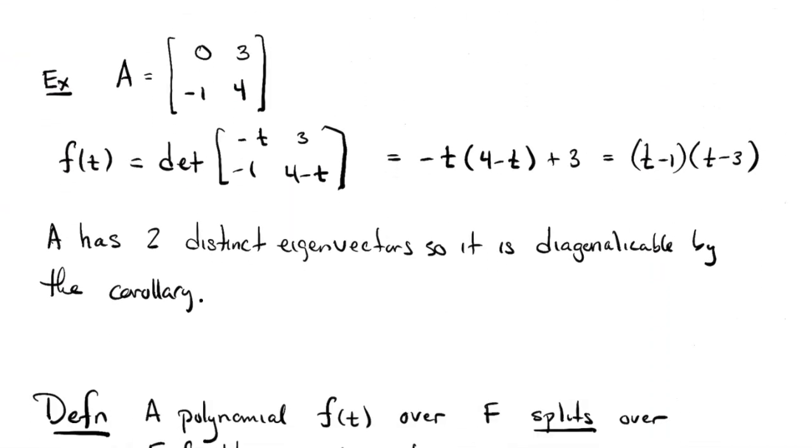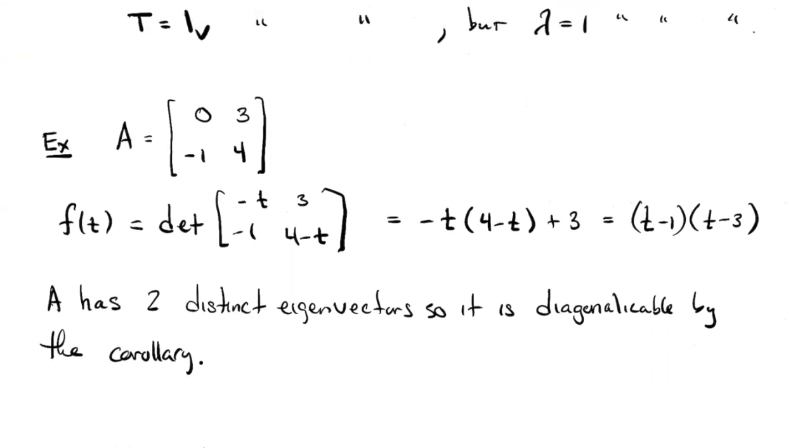Let's look at an example. Here I've got a 2x2 matrix A. Whenever I'm switching to matrices, I'm just talking about the linear transformation being the left multiplication by that matrix. Okay, so if we compute the characteristic polynomial of that, you take the determinant of A minus T times I, you can check the computation and simplify that polynomial. It's T minus 1 times T minus 3.